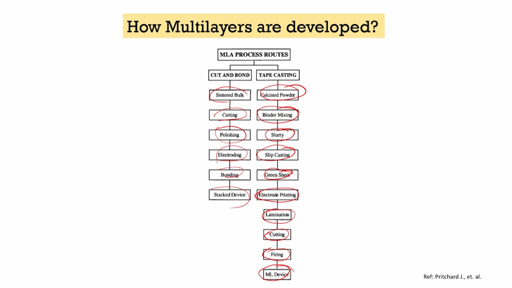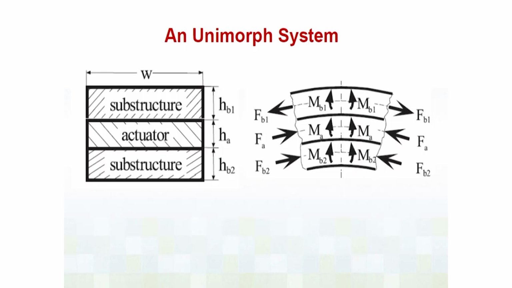Now, these multi-layers can be developed not only in the form of stacks, but also sandwiched inside a substructure, two substructures with the actuator inside. When this actuator contracts, you get expansion on one side and contraction on the other side, which means you can create a bending in the system.